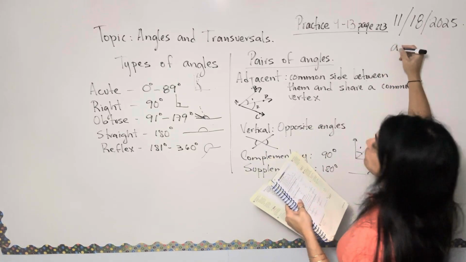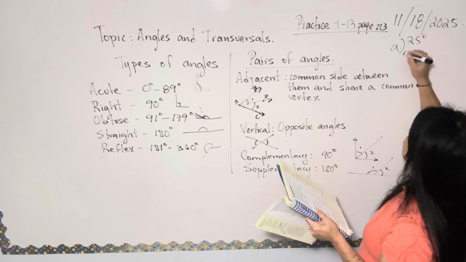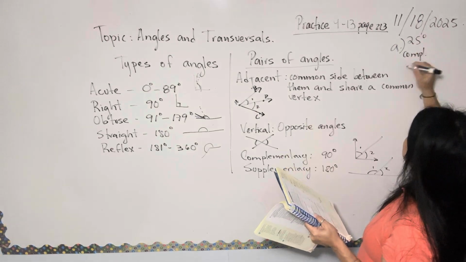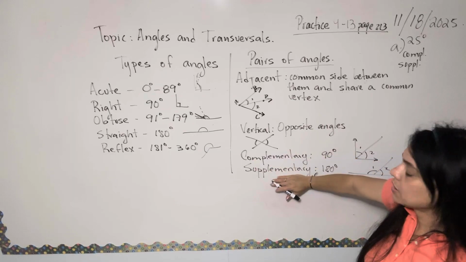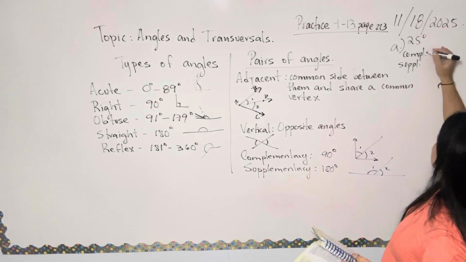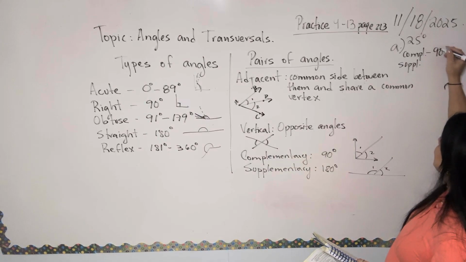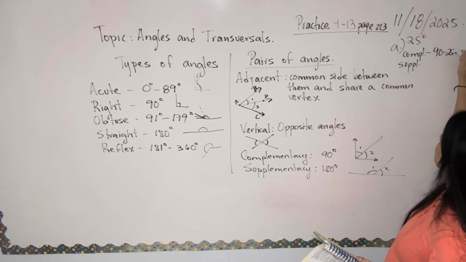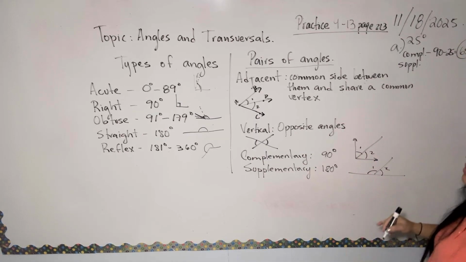Letter A, so for letter A, you have 25 degrees. They want the complementary and they want the supplementary. So you already know what complementary means and supplementary means. So what I'm going to do is subtract. When we are talking about complementary, we are going to subtract the 90 with the 25. So when you subtract these two, what is the answer? It is 65. So the complementary is 65.